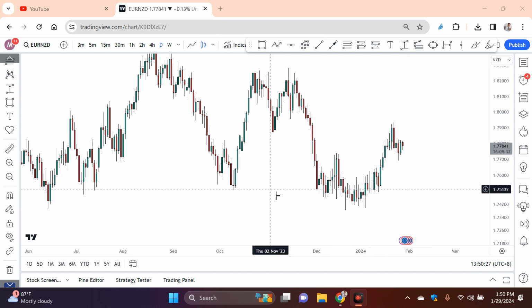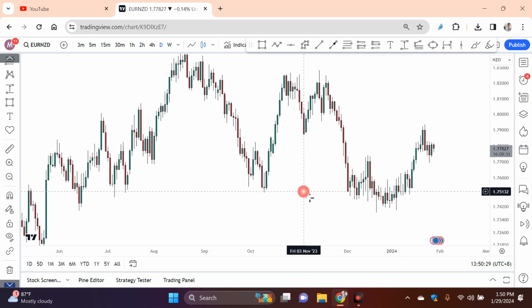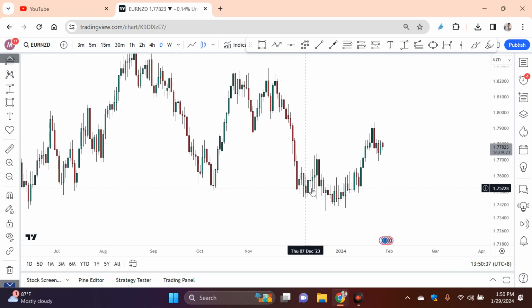Now, what we are looking at right here is Euro NZD. Again, we are looking at a daily time frame. What is happening right here is that prior to the price breaking the structure, this was a structure on the daily, the price went up. Now, sometimes once the price went up, we need to look for a possible area that the price may return.